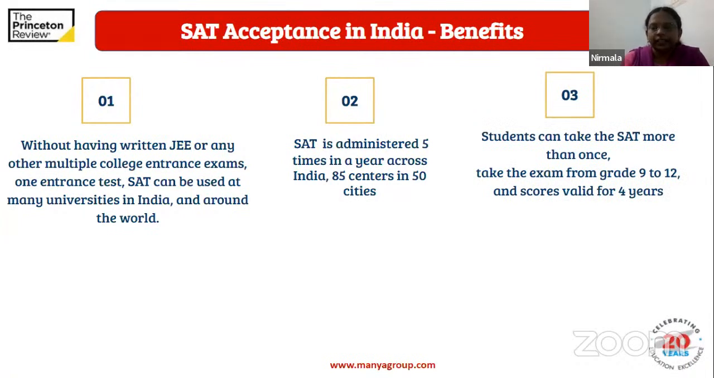You can take the test early, because students can take the SAT from class 9 to 12, and the scores are valid for 4 years. You can take the test well in advance, maybe immediately after you finish class 10, when you are free before you go to class 11. You can finish your SAT preparation and keep your scores ready so that when you are packed with class 11 and 12, when you have no time for the SAT, you can focus on other stuff, the academic stuff, or shortlisting the university and sending the application.